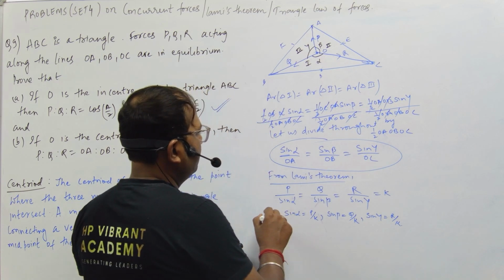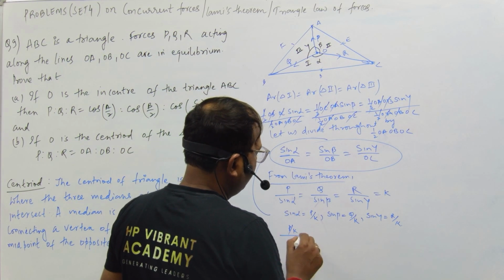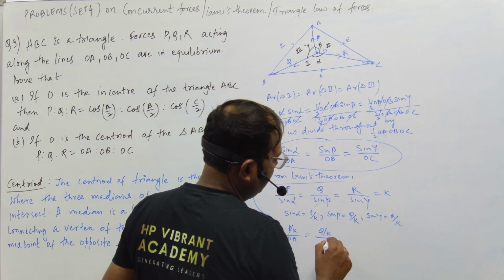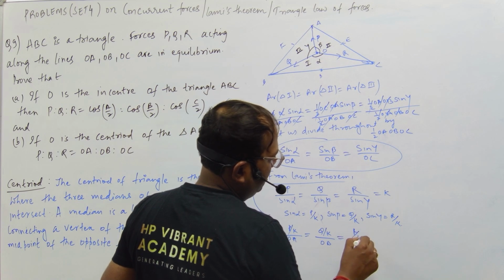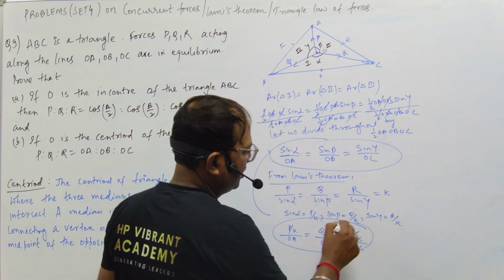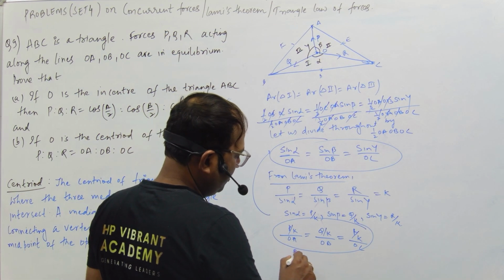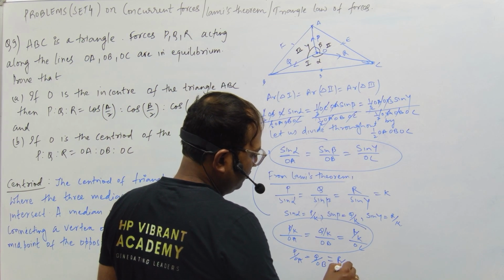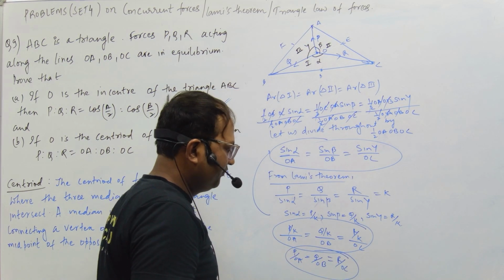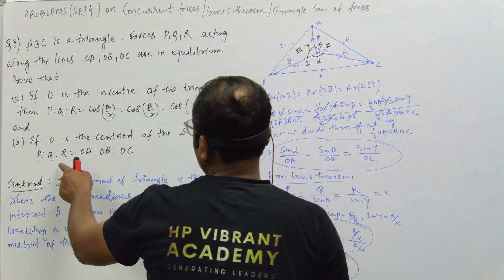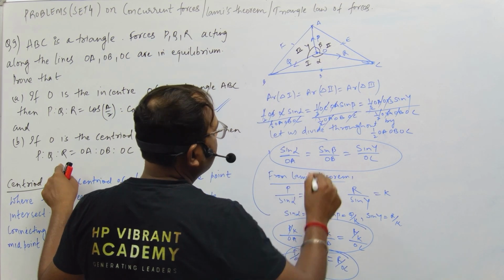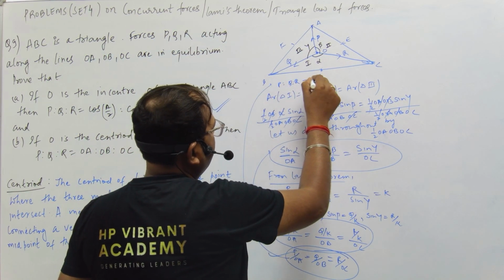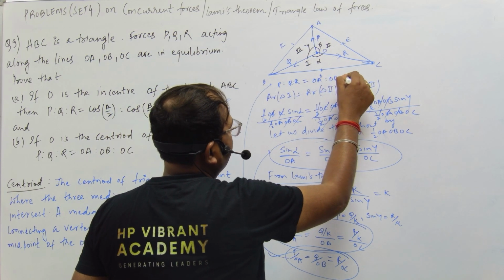Let us place the values here. So we have P upon k upon OA is equal to Q upon k upon OB is equal to R upon k upon OC. From this expression we have P upon OA is equal to Q upon OB is equal to R upon OC. We can write this expression as P is to Q is to R is equal to OA is to OB is to OC.